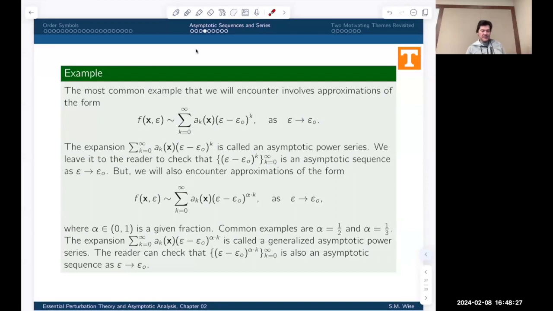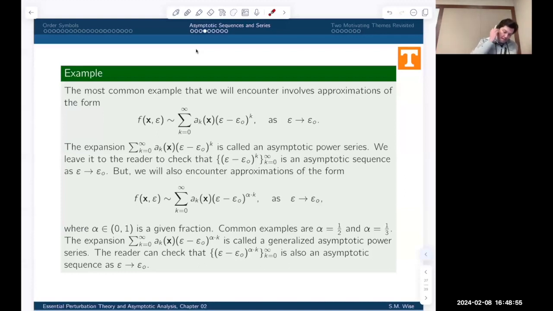So the most common example, we'll do some examples. Actually, we've already done an example which works for this, namely the integral that we computed way back in chapter 1 as an example. So we've already seen applications of this, but we didn't know that that was called an asymptotic series expansion.